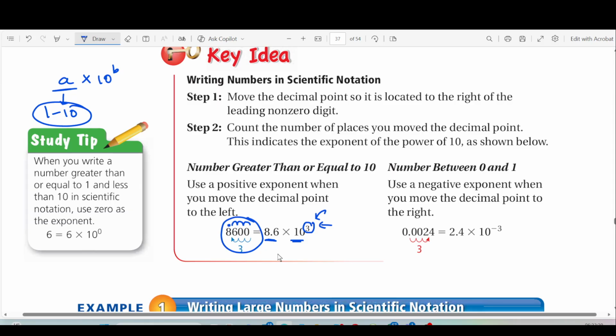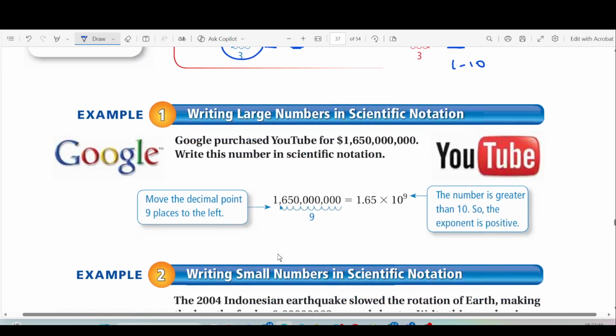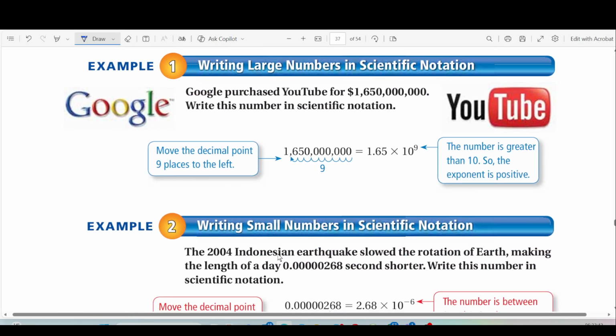Now in this one, the number is very much less than 1, but this number should be between 1 and 10, so we can make it 2.4. We are putting the decimal between 2 and 4, so 1, 2, 3 steps to the right, so the power is going to be negative 3. Here, this is a huge number. So the first number I'm making 1.65. How many steps am I moving? Because I'm putting the decimal here, this is 9 steps, so it's going to be 10 raised to power 9.